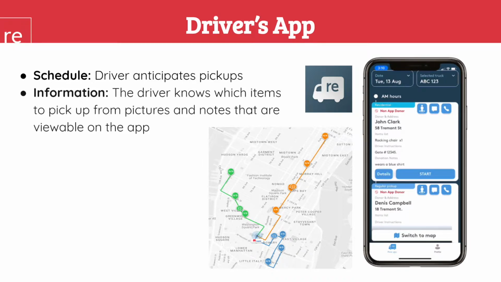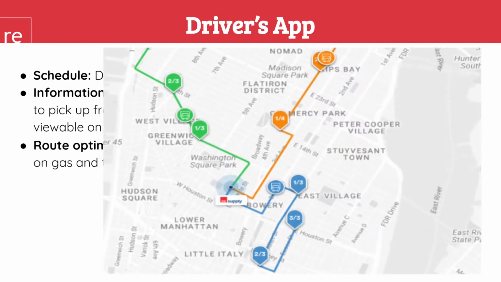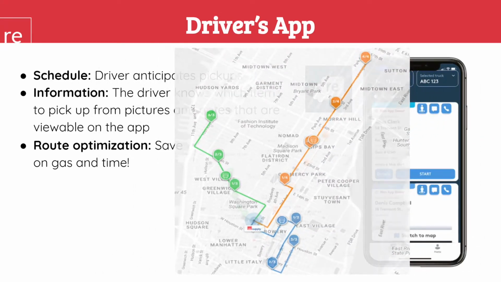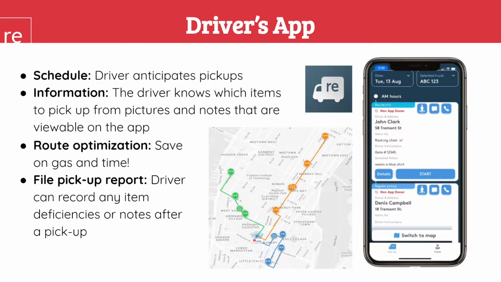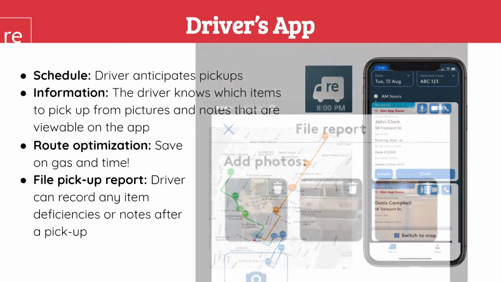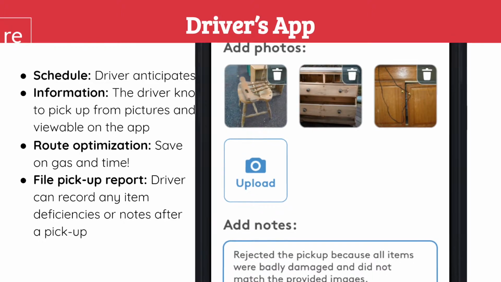The driver also has access to the pictures of the donation items. This ensures that he or she knows which items to pick up and what condition they are in. The mapping tool optimizes the route to help you save on gas and time. The picture on the bottom left shows 3 optimized routes. And lastly, after each pickup, if anything did not go according to plan, the driver can file a report that can be pulled later in the future.